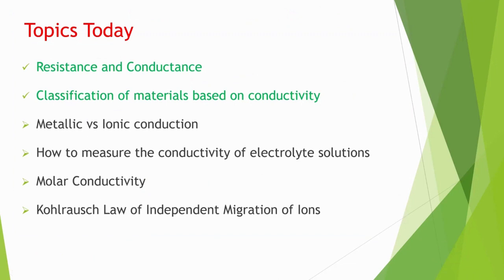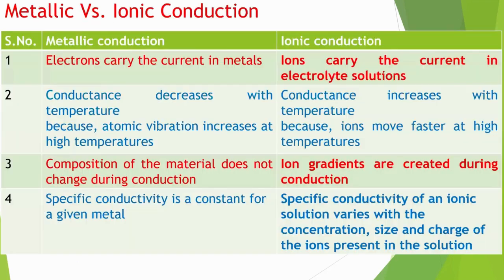Next, you are going to see the difference between metallic and ionic conduction. Till now, we have discussed only metallic conduction, that is, flow of electrons through metallic materials. Now, we are going to enter into the concept of electrolyte solutions. When you connect a battery across a metal like a copper plate, current will pass through the copper plate. How is the current passing through the copper plate? By the flow of electrons. Whereas, you take copper sulfate solution and connect a battery across it. Now also, current will pass through the solution. But in this case, the current is passing through the solution because of the ions present in the solution.